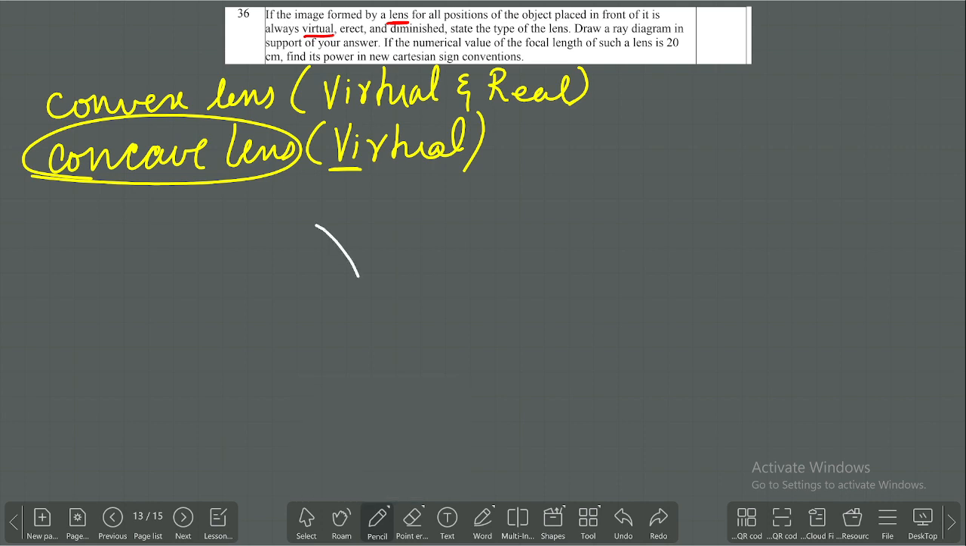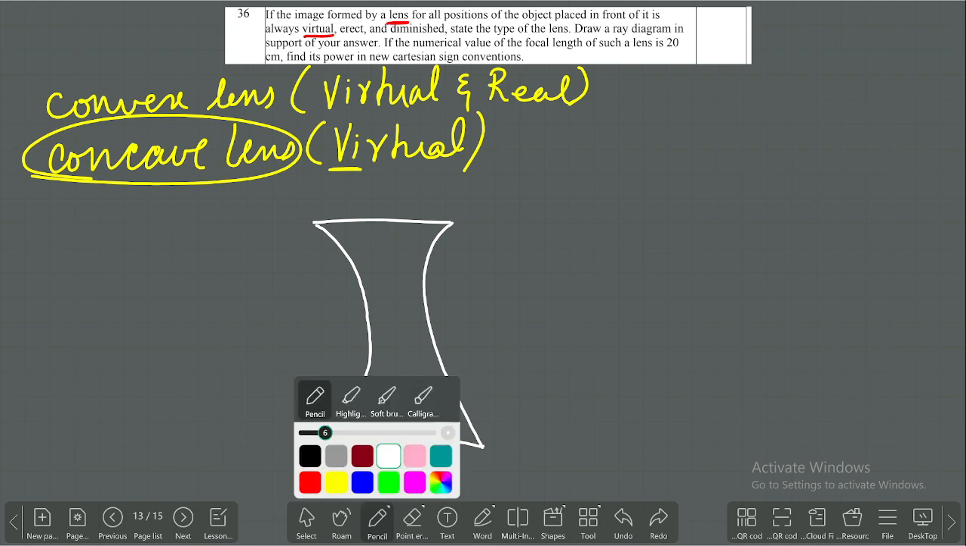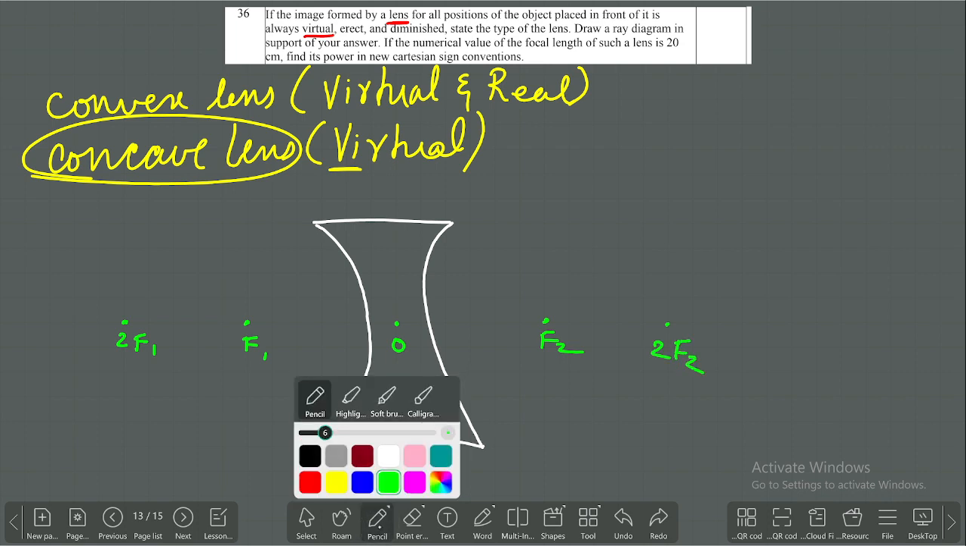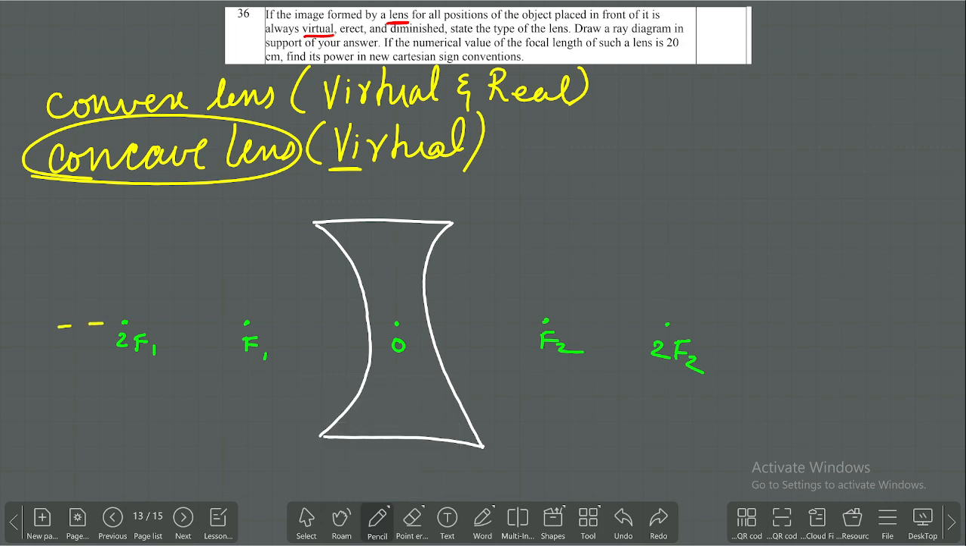We all know that when the refracting surface of the lens is curved inwards, those types of lens are called concave lens, and the center point of the lens is called the optical center O. Here one point will be there, which is called focus F1, and here 2F1, and here F2, and here 2F2. The line in the middle, passing through the center of the lens by joining the center of curvature and the optical center, is called the principal axis.